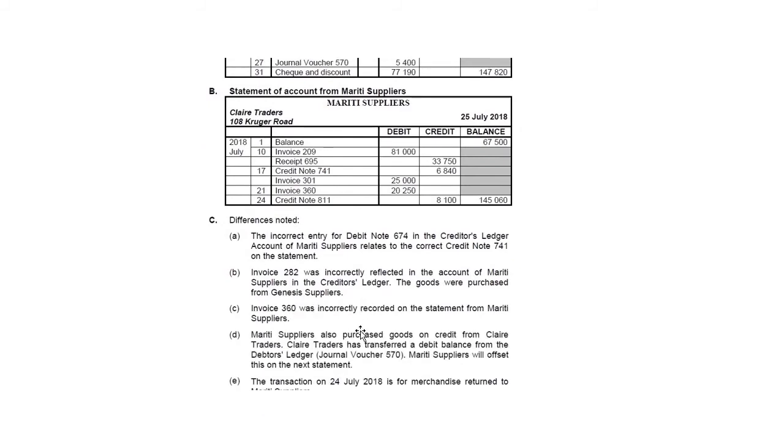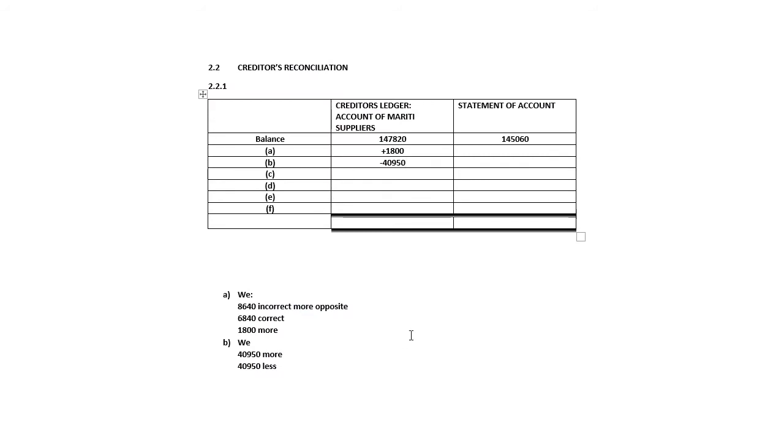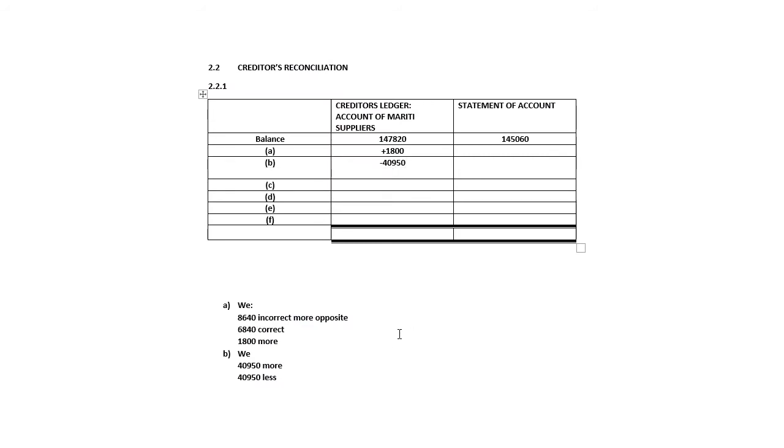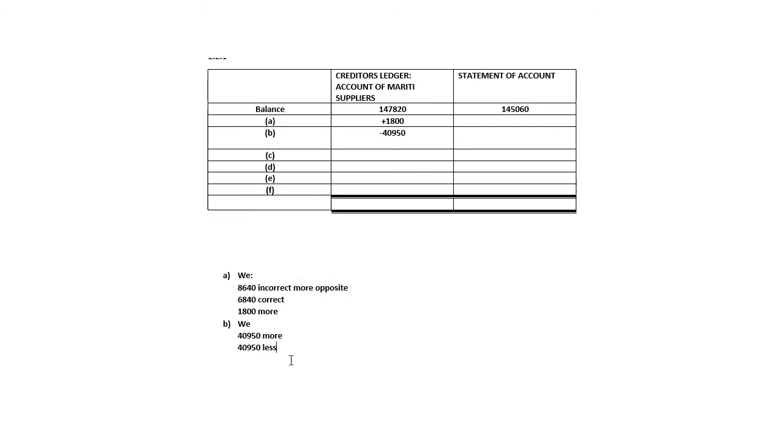C, invoice 360 was incorrectly recorded on the statement. Statement, them. So they must fix. So let's put in C. Good. So C, they must fix.